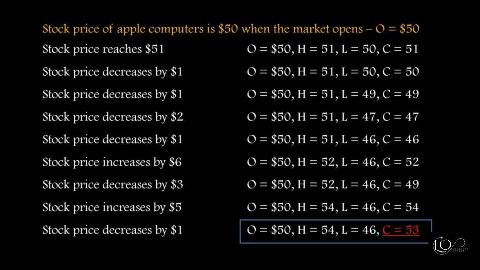So we're going to use these OHLC values to proceed further and create a candlestick. Notice that the opening price is $50 and the closing price is $53. So we automatically know that the price has gone up.